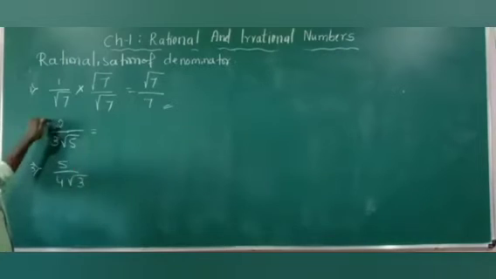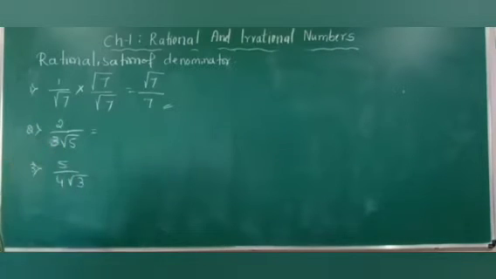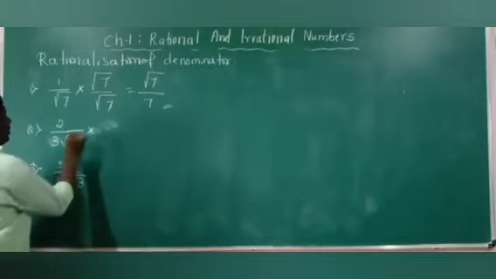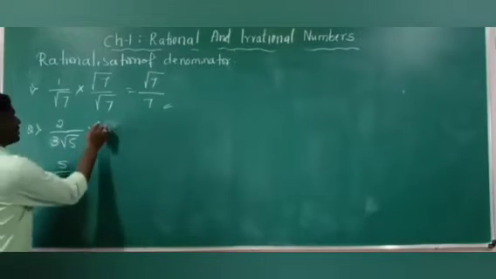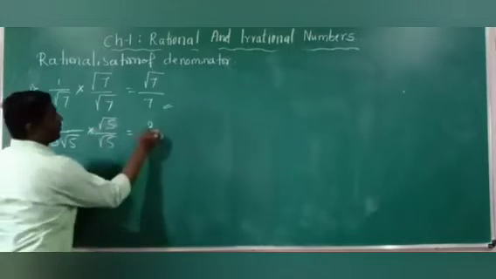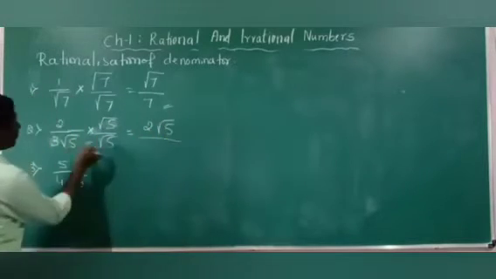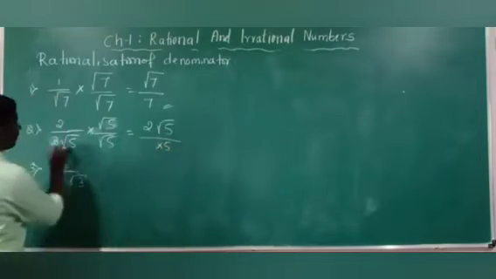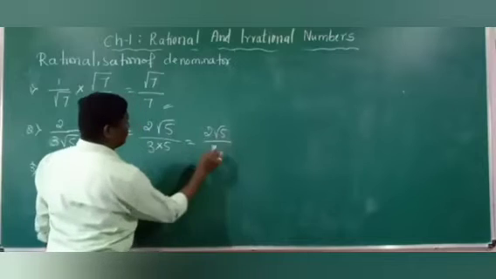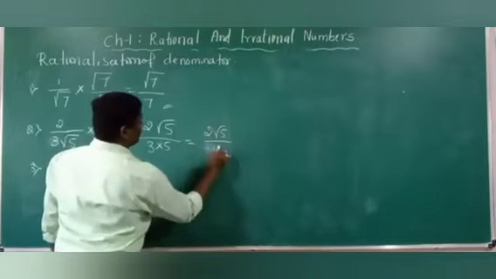Second one, 2 by 3 into root 5. What do we need to multiply here? The least rationalizing factor is root 5 divided by root 5. 2 into root 5 is 2 root 5, root 5 into root 5 is 5, write this 3 as it is. 2 root 5 divided by 3 fives are 15.